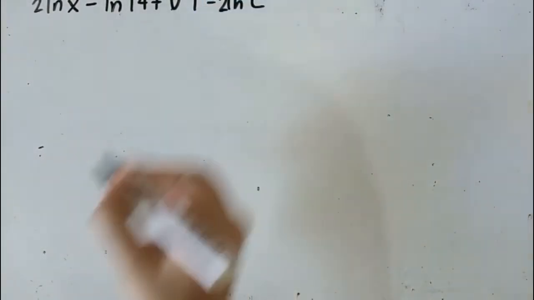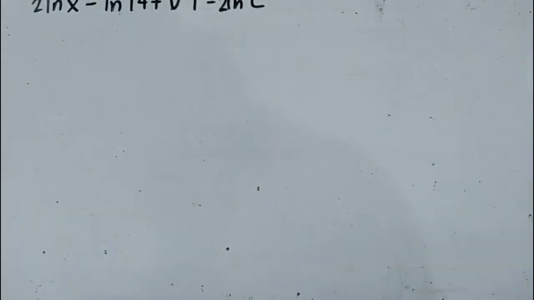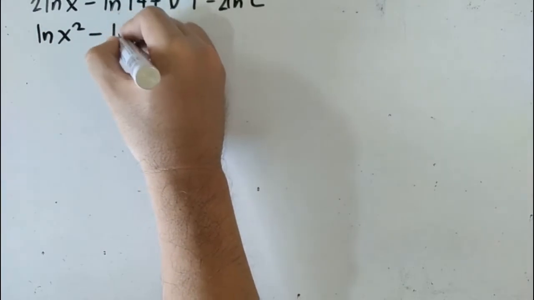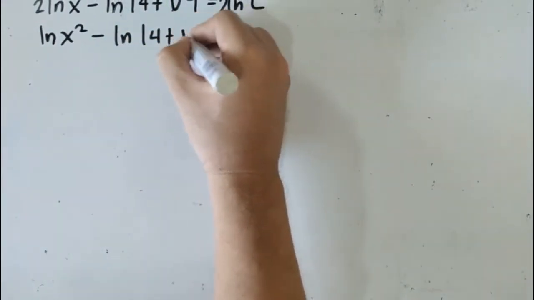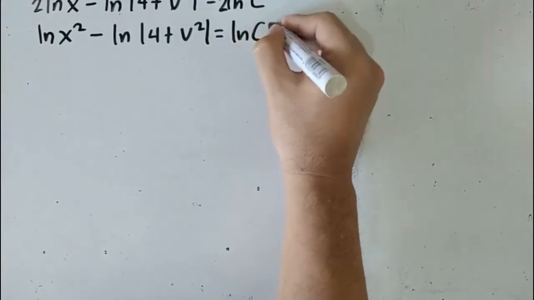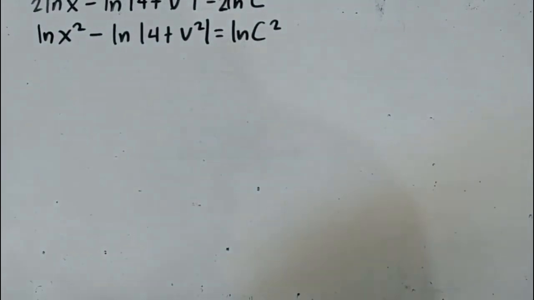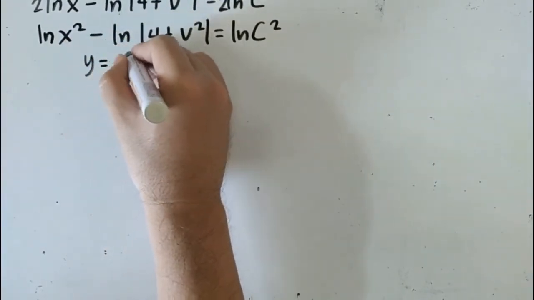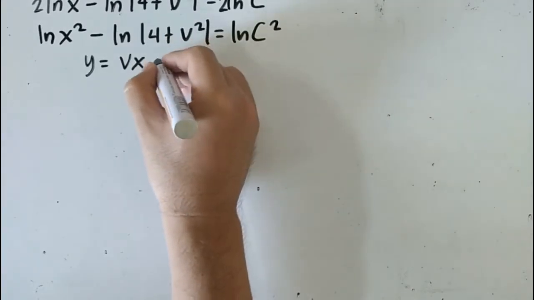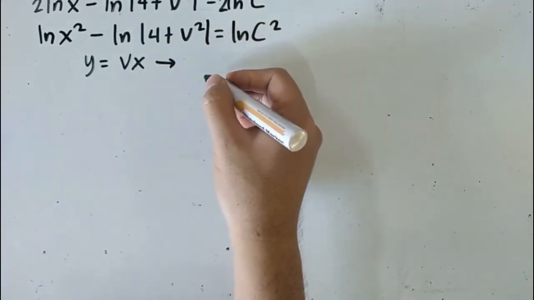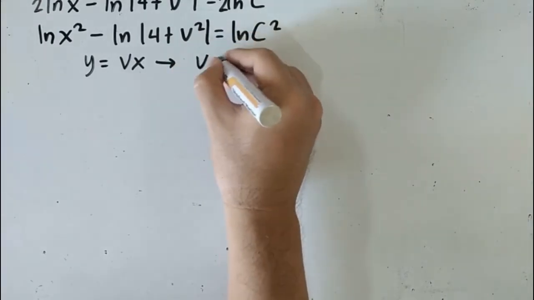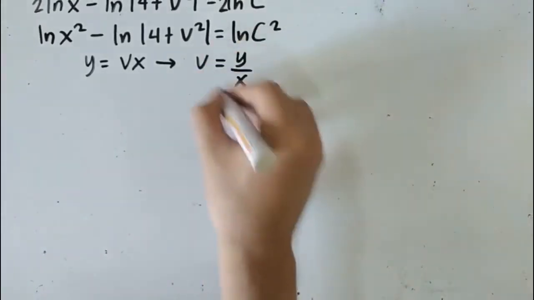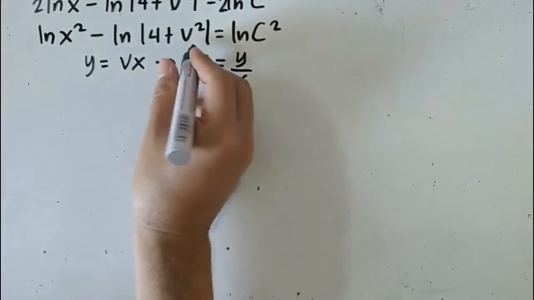2 ln of c. Now by the principle of logarithms, we have ln of x squared minus ln of 4 plus v squared equals ln of c squared. And then take note that we use the substitution y equals vx. So therefore, we now substitute back to our original equation. That means v is equal to y over x.